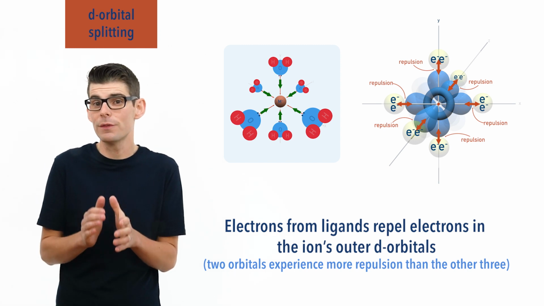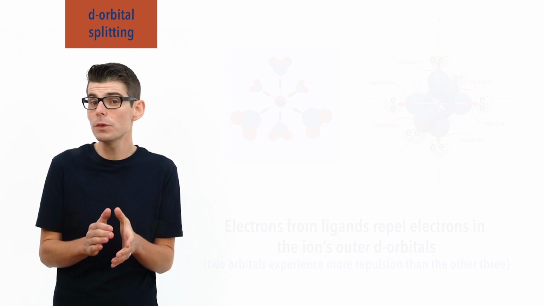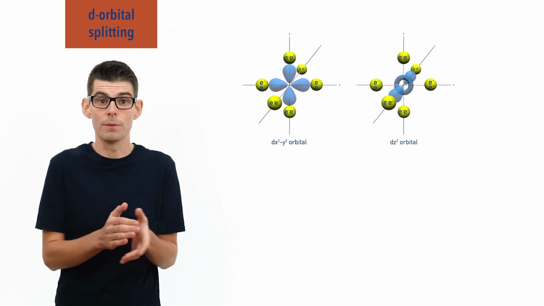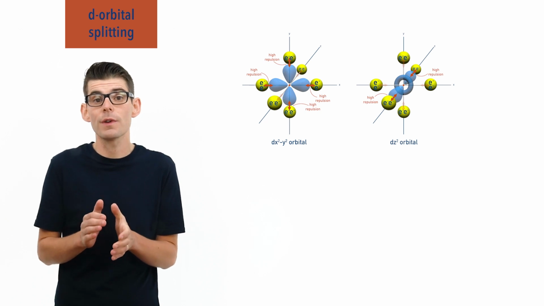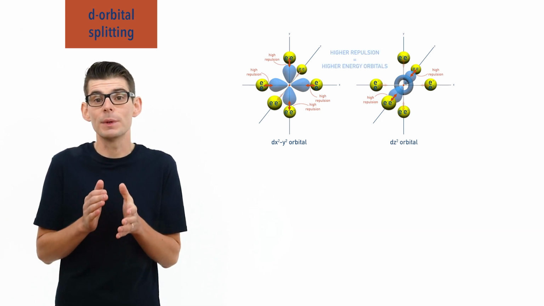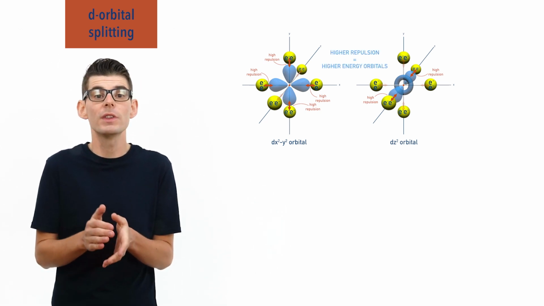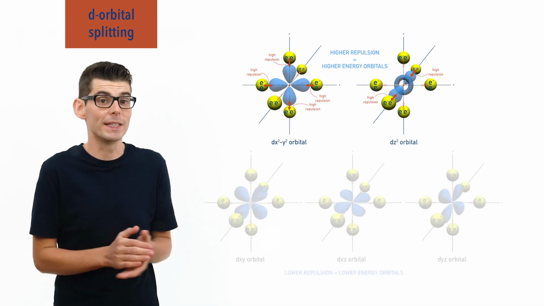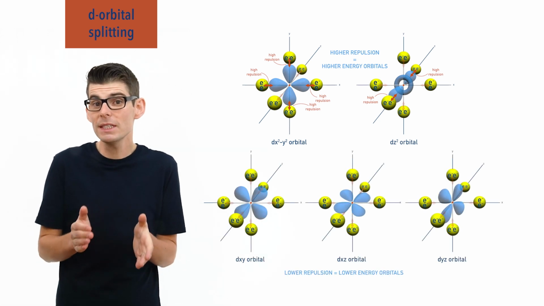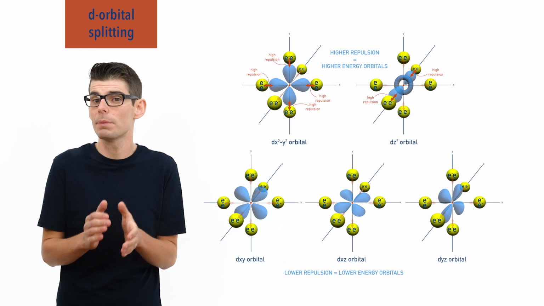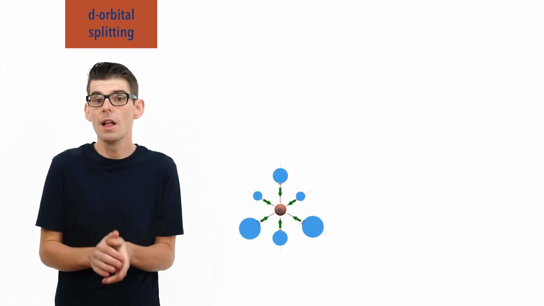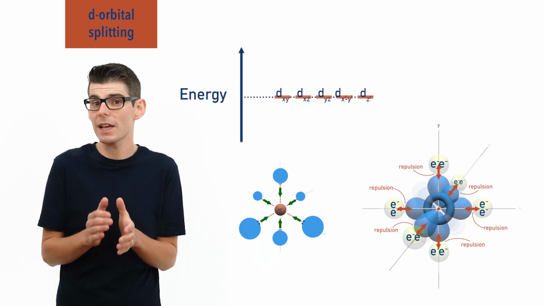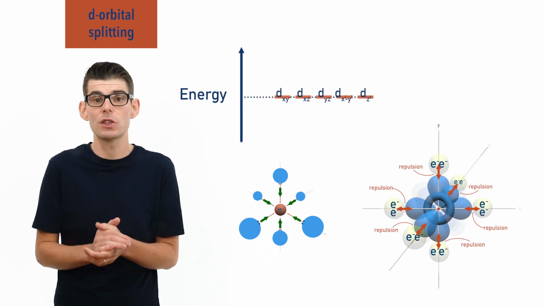Any electrons in these 2 orbitals would be close to the incoming electron pairs from the ligands, leading to repulsion. As a result, their energy would increase and they would now be at a higher energy than the electrons in the other 3d orbitals. This means then that as an octahedral complex forms and 6 ligands bond to a transition metal ion, the d orbitals in the ion's outer shell split in energy.